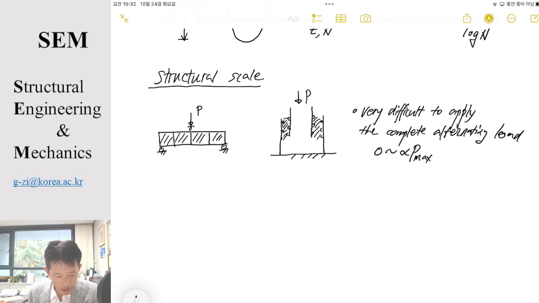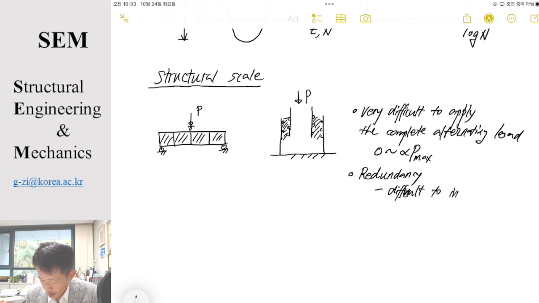Okay, and then another problem is that in structural scale it is very redundant, because of structural redundancy. That means it is very difficult to identify the point of failure. That means we need another indicator.